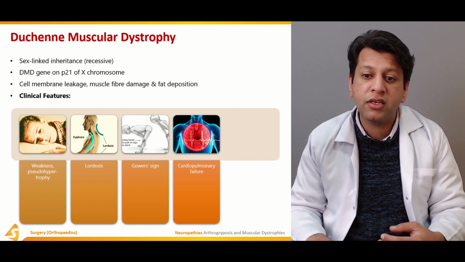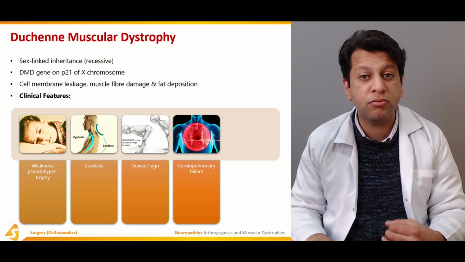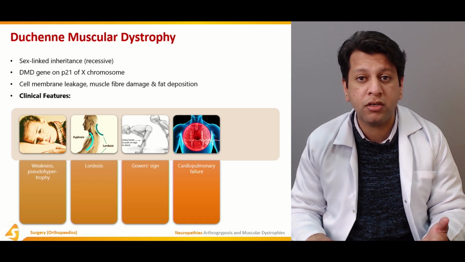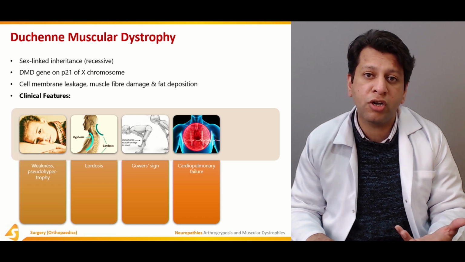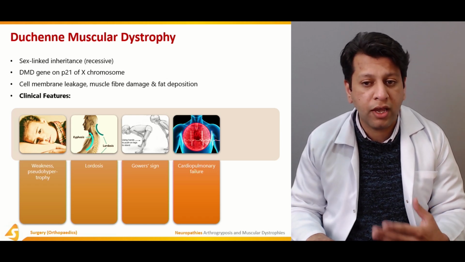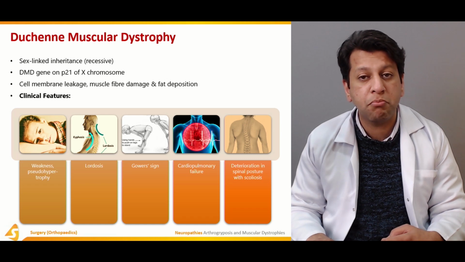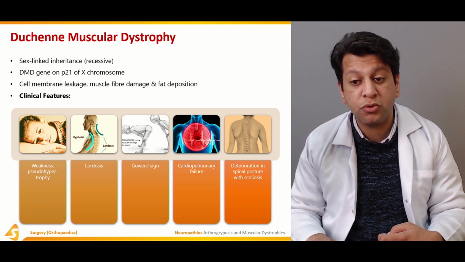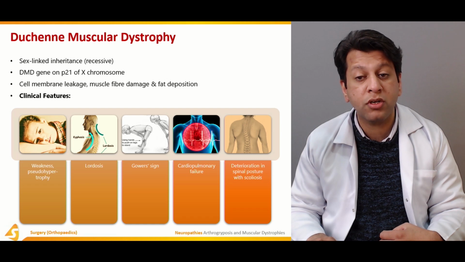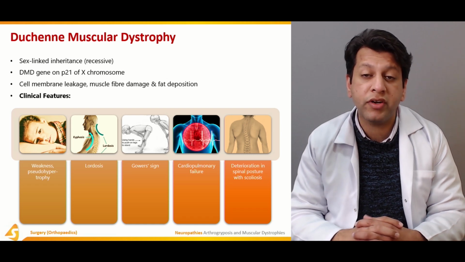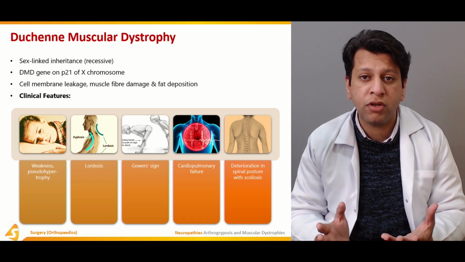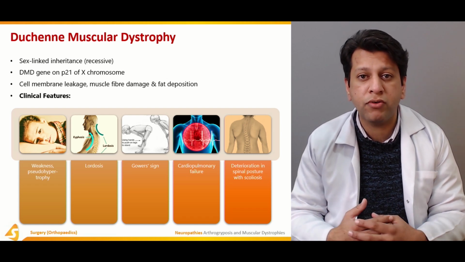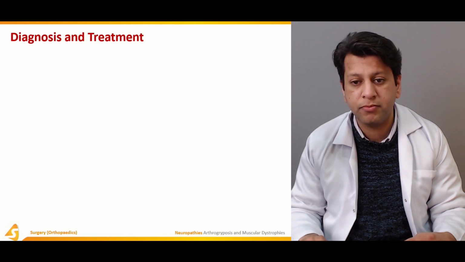Other associated findings include cardiopulmonary failure. They may be associated with multiple cardiac anomalies, and eventually these patients die of cardiopulmonary failure as their age progresses. The spine may be defective as well, with scoliosis, usually infantile or juvenile scoliosis, which is typically a left-sided thoracic curve, and hyperkyphosis of the thoracic spine.